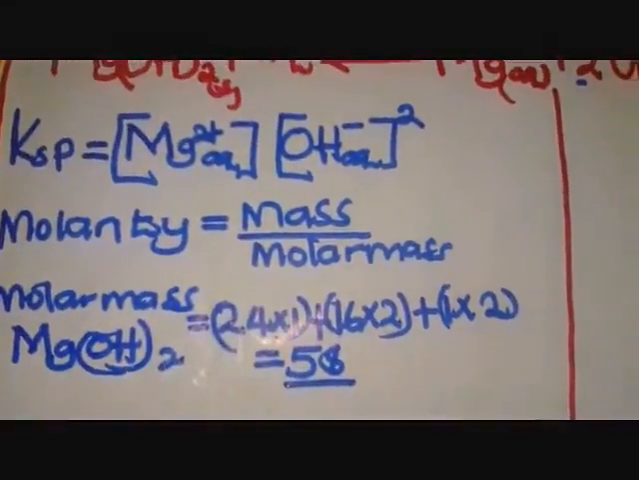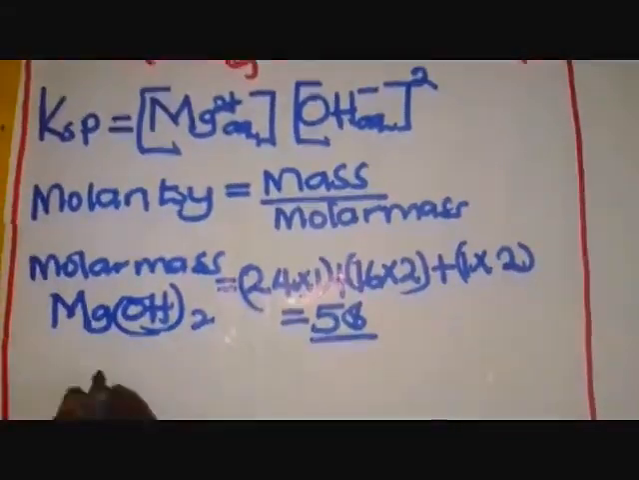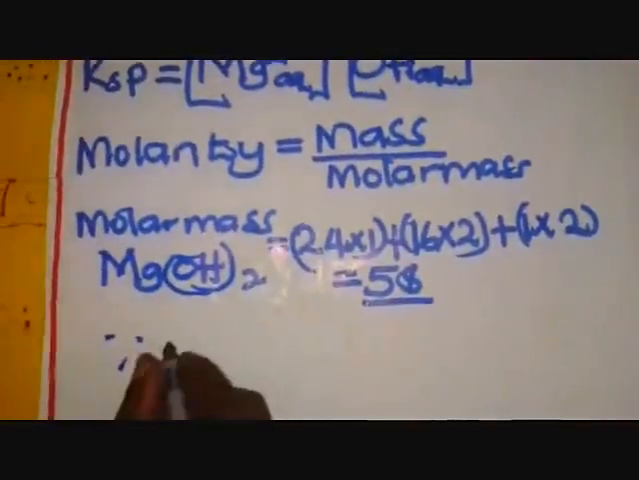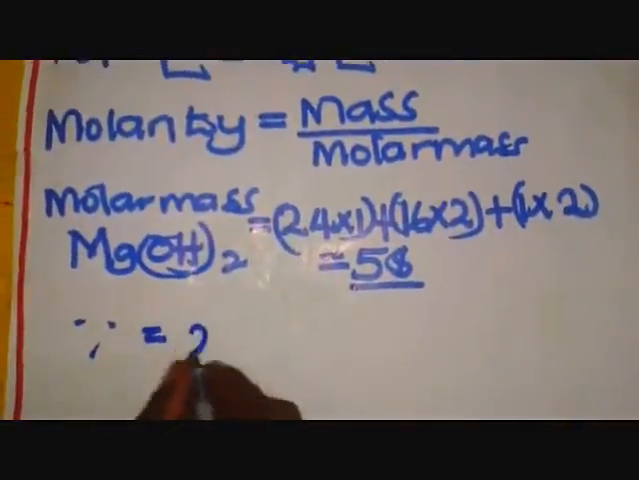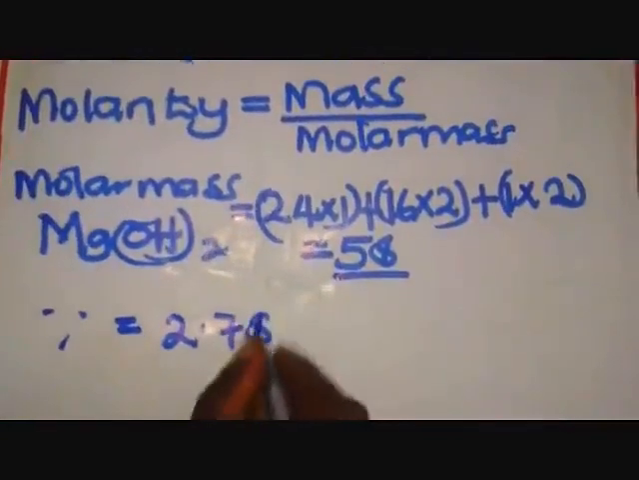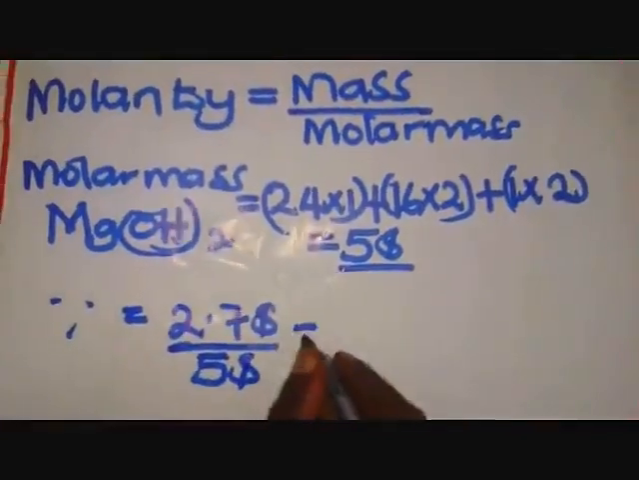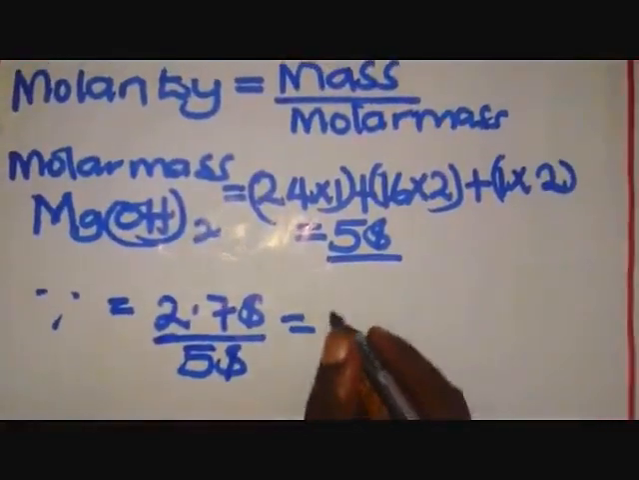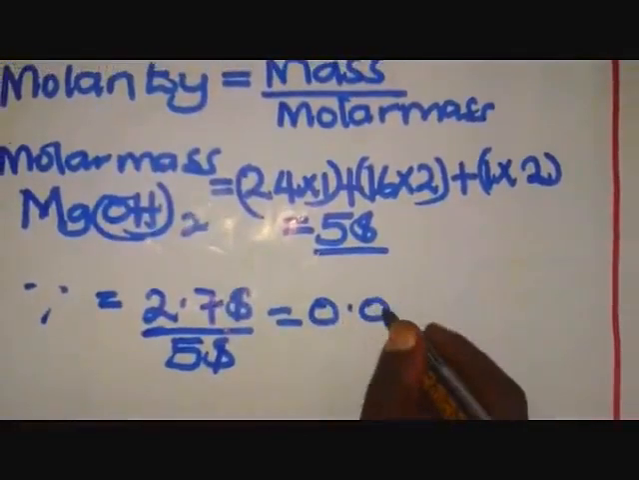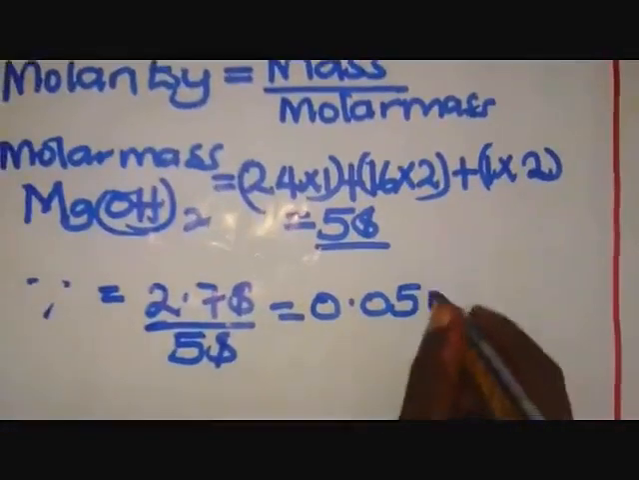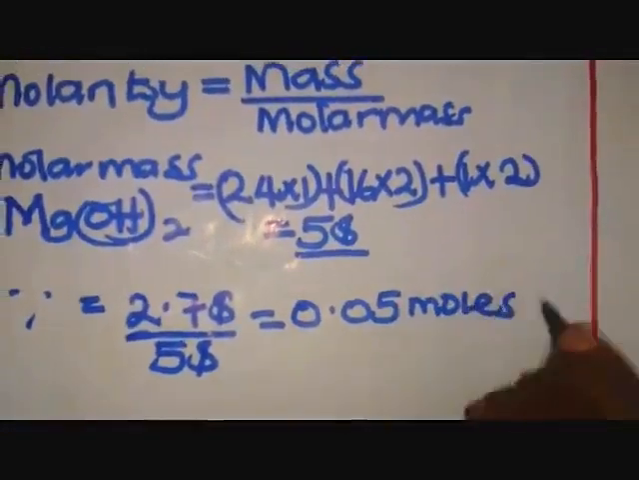Then from there, we are going to find the number of moles. We shall just substitute there our mass, which was given in the question, as 2.78, then divide by our molar mass, which is 58. And then we arrive at our answer. When you use your calculator, there is 0.05 moles. But remember, they want Ksp.